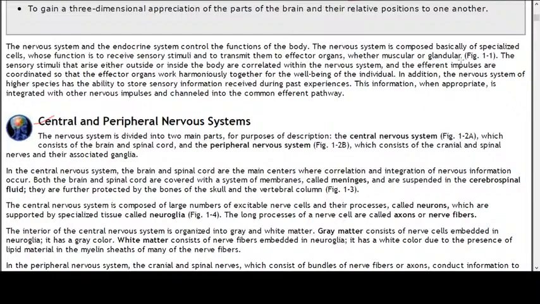When the muscular or glandular sensory stimuli that arise either outside or inside the body are correlated within the nervous system, the efferent impulses are coordinated so that the effector organs work harmoniously together for the well-being of the individual. In addition, the nervous system of the highest species has the ability to store the sensory information received during past experience. This information, when appreciated, is integrated with other nervous impulses and channeled into the common pathway.